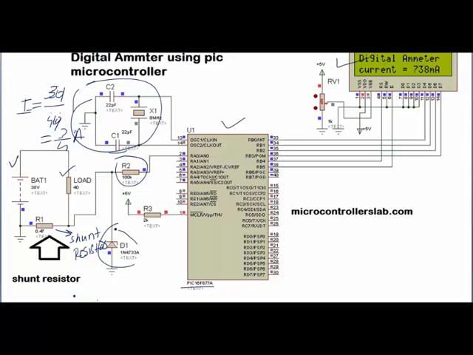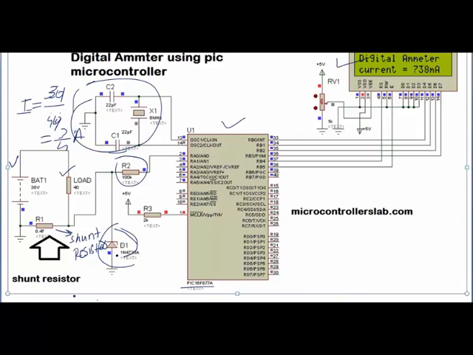And we have connected another protection component, that is a Zener diode, because it is a 5 volt Zener diode, and it will prevent more than 5 volts from appearing across the ADC of the microcontroller.